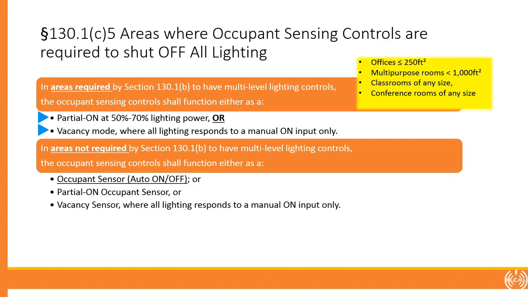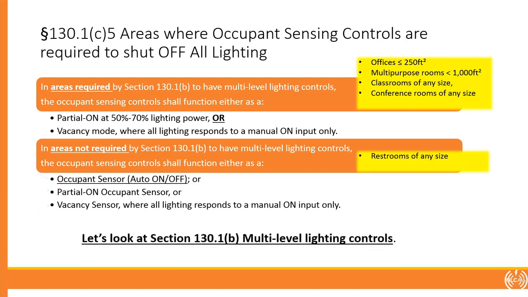But if any of these four spaces that you're doing doesn't trigger 130.1b multi-level lighting controls, then we could go to the second section here where it allows us to use occupancy sensing through automatic on or off. We could also do partial on occupant sensing mode, or we could do vacancy mode. And restrooms are exempted from multi-level lighting control, so we know automatically the restrooms can utilize any of these three options below. So let's review what 130.1b multi-level lighting controls is.